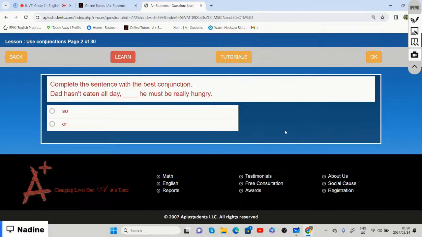So the next one says, Dad hasn't eaten all day. Do we say, so he must be really hungry? Or do we say, or he must be really hungry?